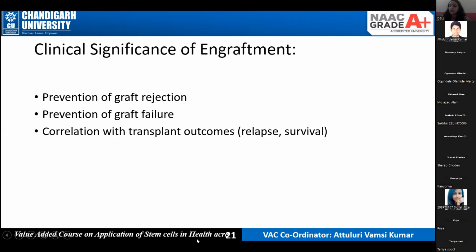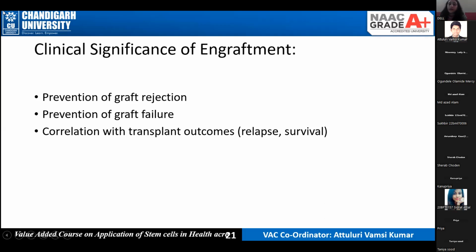Clinical significance of engraftment. The first is prevention of graft rejection, then prevention of graft failure, and correlation with transplant outcomes, relapse or survival.